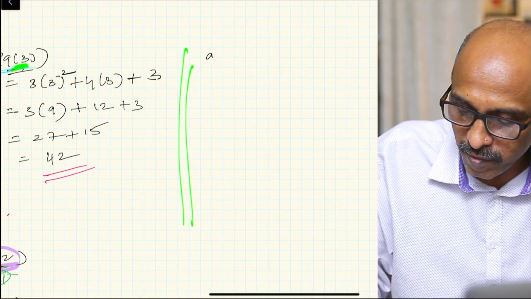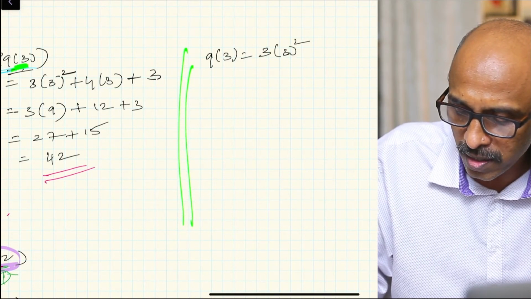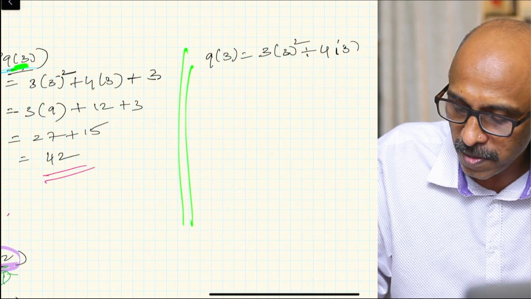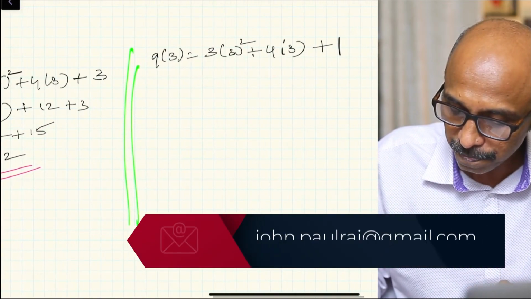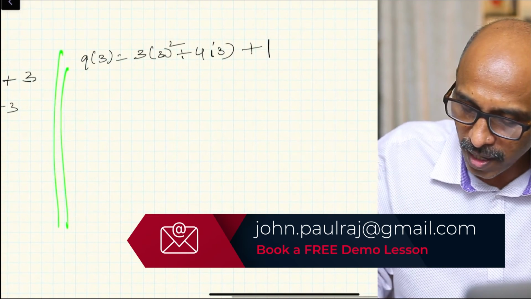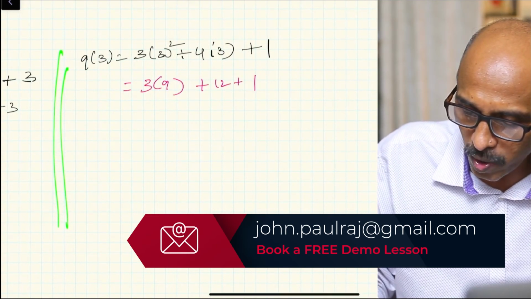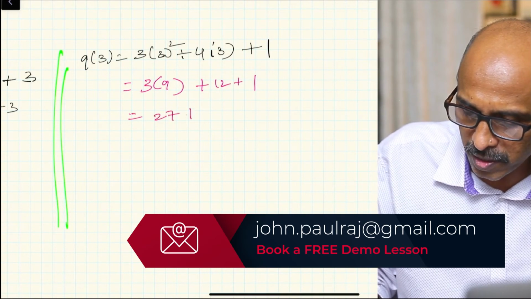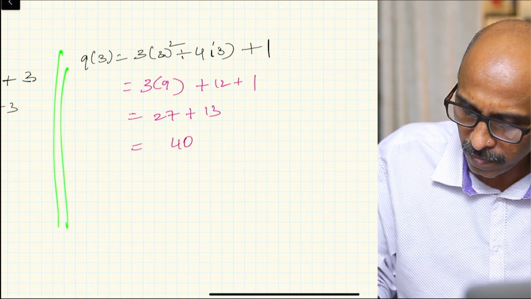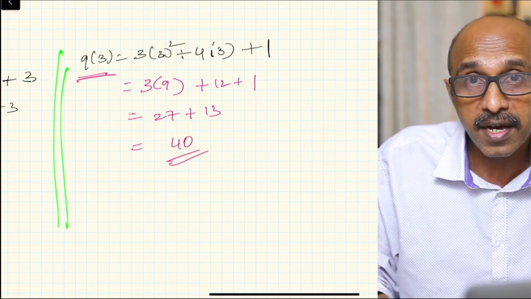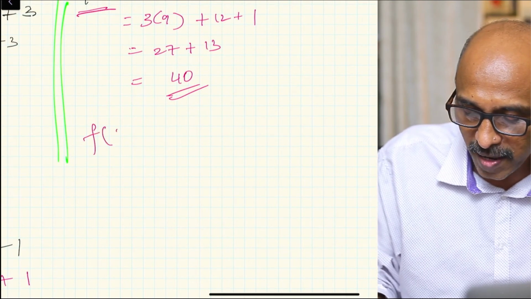So first we find g of 3 as 3 times 3 squared plus 4 times 3 plus 1. I think that was the definition of g: 3x squared plus 4x plus 1. Yeah. So let's evaluate this. That will be 3 times 9 plus 12 plus 1, which is 27 plus 13, which will be 40. Okay, so that's g of 3. Now we find f of g of 3 by saying f of 40.